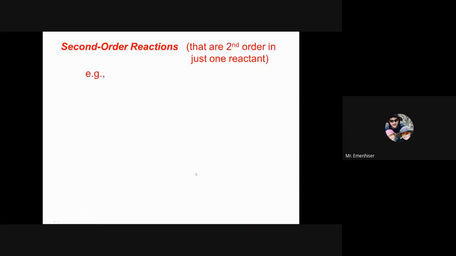Very cool. Second-order reactions. Here is our rate law.